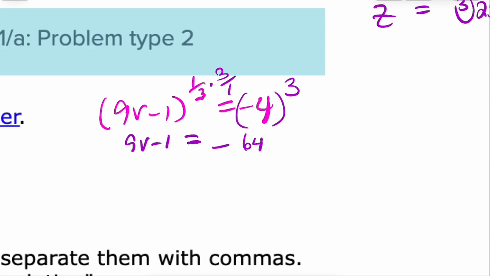Okay? So we're going to add 1 to both sides. At this point, it's just a normal equation. We get 9v equals negative 63. So v equals negative 7. Now, cube roots, this is that 1/3. You don't usually have to check it a whole lot. They usually are going to work out just fine, but you could check it back in the original, and it would give you the cube root of negative 64 equals negative 4. And then it would work out just fine.